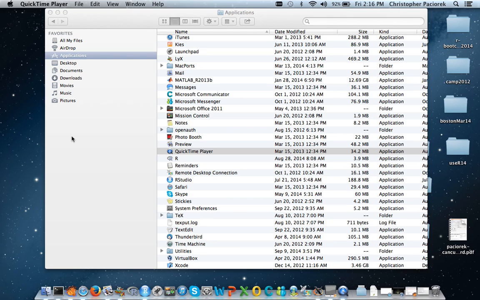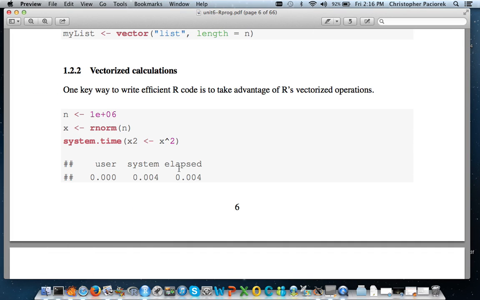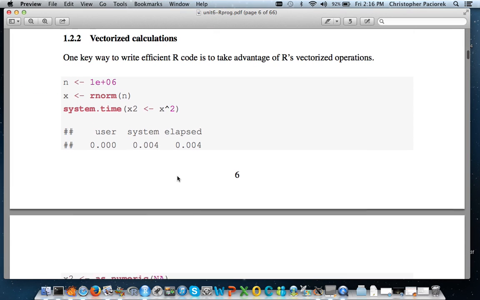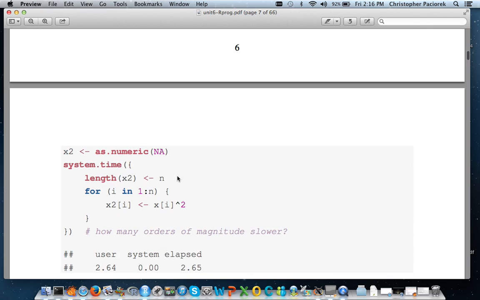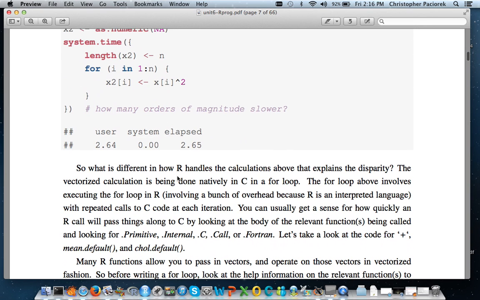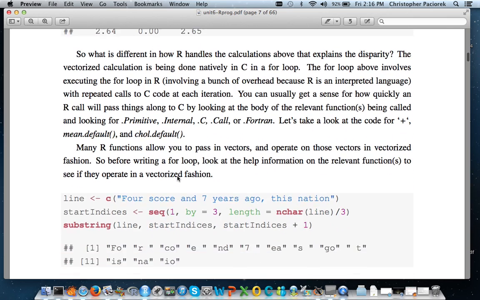Okay, so let's turn back to the unit here. The next little section was on vectorized calculations. I don't think I'm going to say too much about this because in essence this has already come up a bunch, but obviously if we're working in R, we do want to do vectorized calculations, and there are some examples here of just seeing how much faster it is to do a vectorized calculation than a for loop, for example.